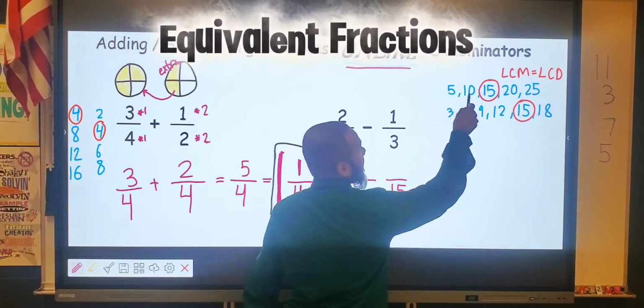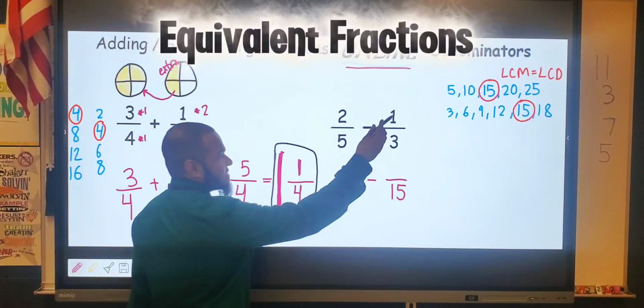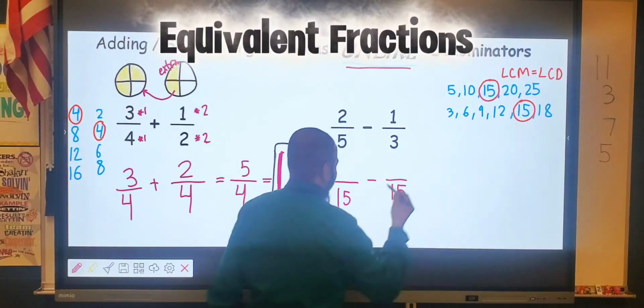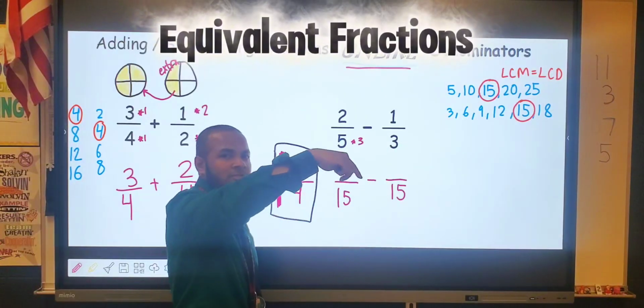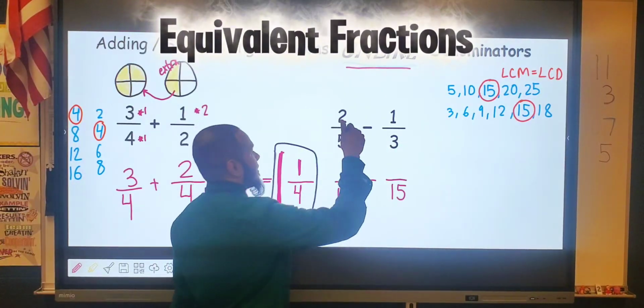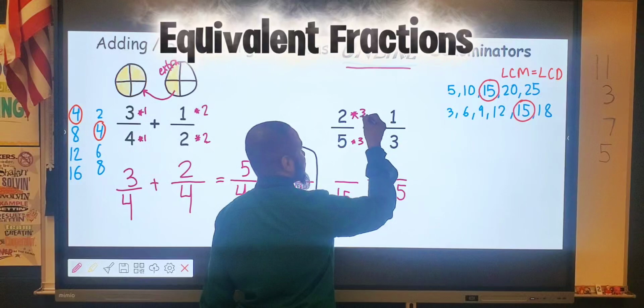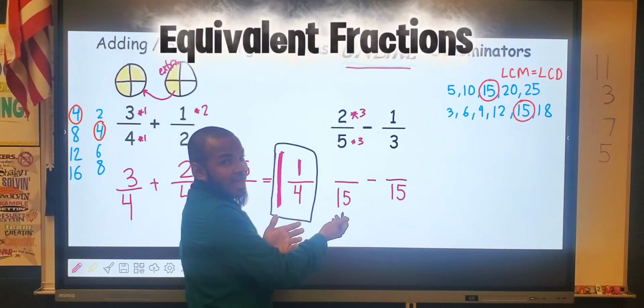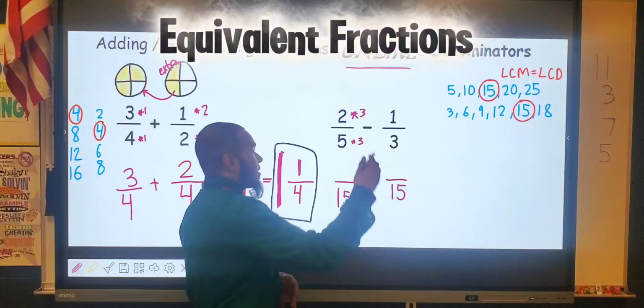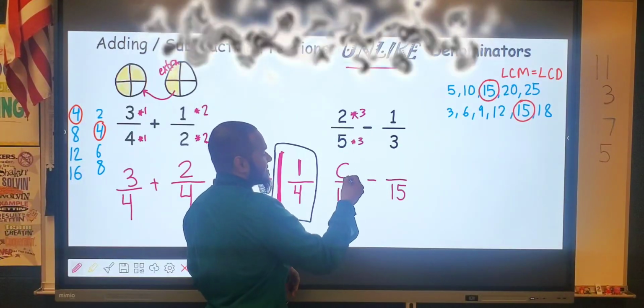How? 5 times what is 15? As you can see, it says 5 times 3, right? So I'm gonna go ahead and multiply this by 3. But remember, whatever you do to the bottom, you do to the top. So I'm gonna multiply this by 3 as well. And so 5 times 3 is the denominator. You'll notice I already have an answer for the denominator spot. Then I'm gonna go and do 2 times 3, which is 6.